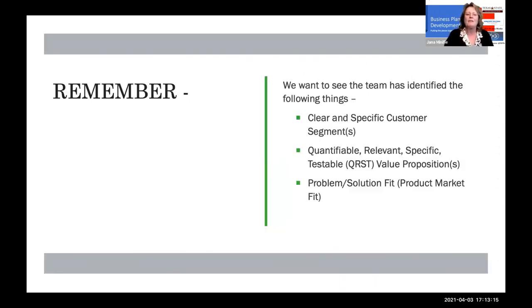So remember, when you're looking through and doing this, you want to have clear and specific customer segments. You want to get down to the archetype, as much demographics, as much detail as you can. How many kids do they have? What type of activities do they like to do? What TV shows do they watch? How old are they? What are their demographics? We want to get as many specifics as we can about that target market, really understand who they are. And then we want to make sure that we're making the value proposition as quantifiable, relevant, specific, and testable as possible. And we're looking for that problem-solution fit.